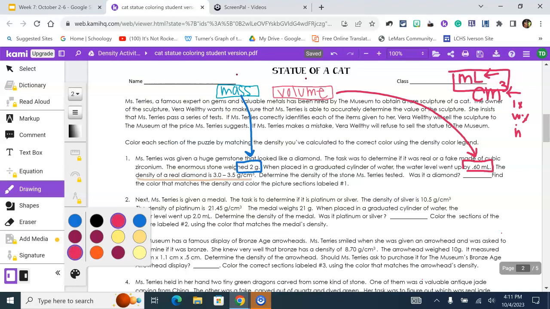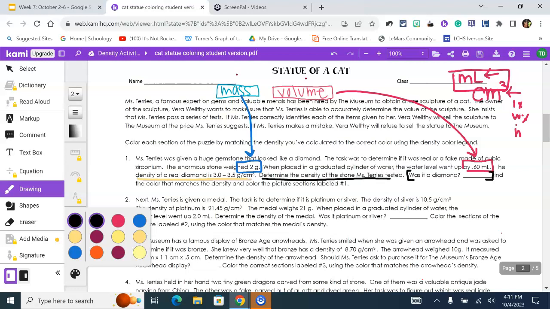So the density of a real diamond is 3 to 3.5. Now I have this underlined because this is information we're going to have to come back to, because in each one of these problems you have to solve for density and then pass the test that Vera Wealthy is giving Miss Terry's. So there's a question that you have to answer. The first thing we're going to do is determine the density of the stone, and then we're going to answer, was it a diamond?